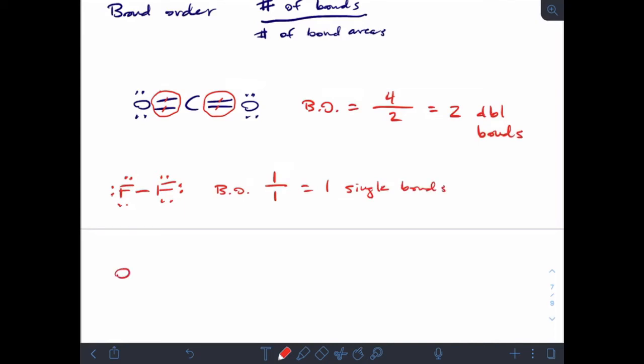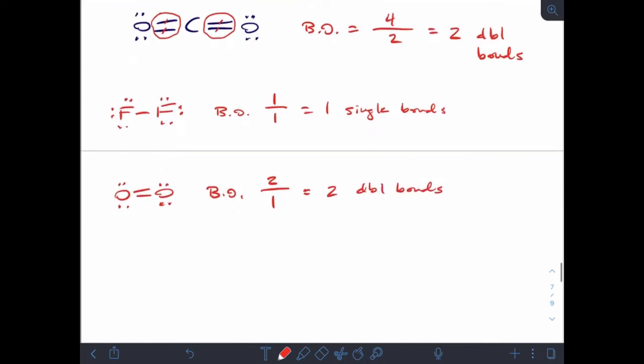Right, our oxygen, the bond order, we have 2 bonds. There's 1 bond area, so we have a bond order of 2 for double bonds. And our third example was nitrogen. Our bond order, we have 3 bonds. There's 1 bond area. So a bond order of 3 corresponds to triple bonds.